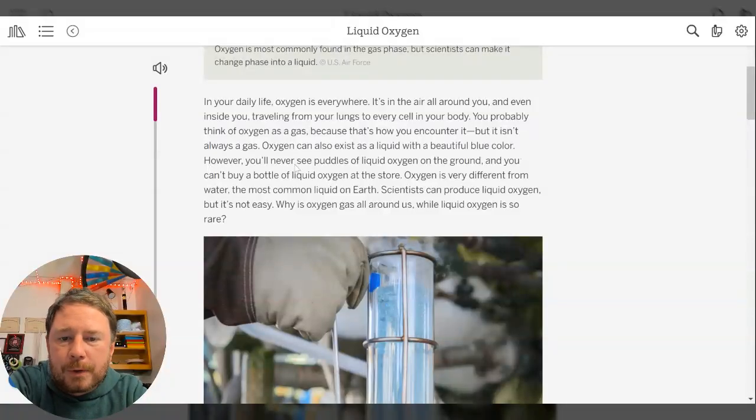However, you'll never see puddles of liquid oxygen on the ground, and you can't buy a bottle of liquid oxygen at the store. Oxygen is very different from water, the most common liquid found on Earth. Scientists can produce liquid oxygen, but it's not easy. Why is oxygen gas all around us while liquid oxygen is so rare?